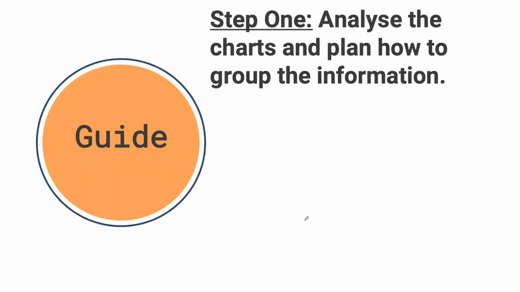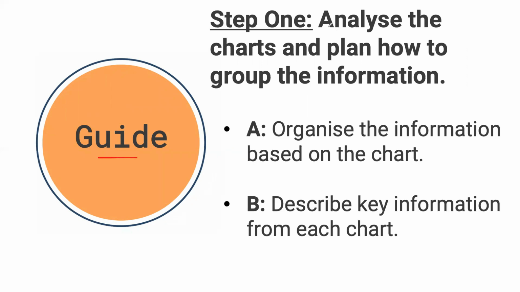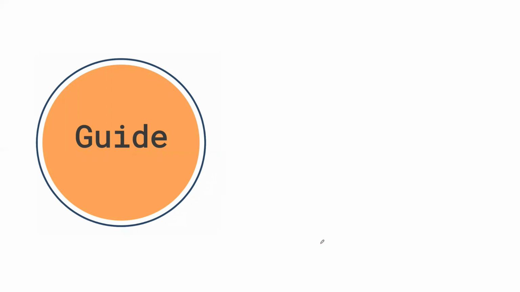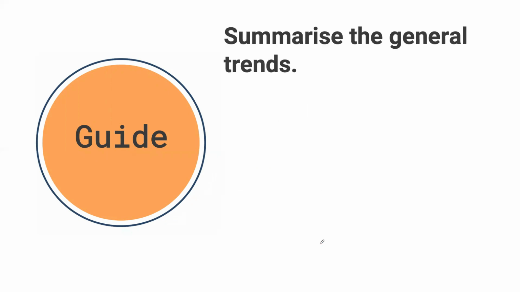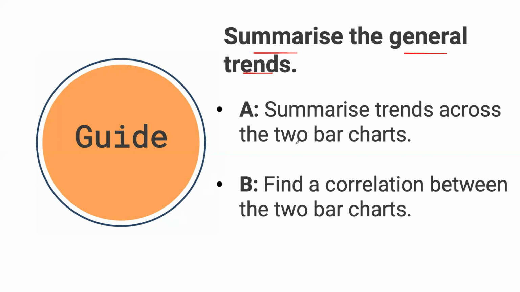Now, looking specifically at our example today, our step 1 is going to be comprised of 2 tasks. First, we're going to organize the information based on the chart. So we're looking at the 2 charts separately in the beginning, and we're going to describe key information from each chart. Then, for our second half of step 1, we're going to summarize the general trends that we see in the charts. So we're going to do so across the 2 bar charts, and the main thing that we must do for this type of bar chart is find a correlation between the 2 bar charts.